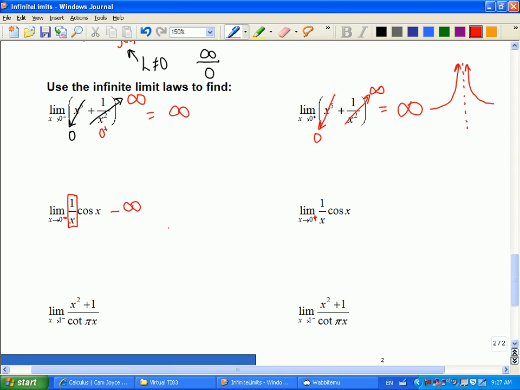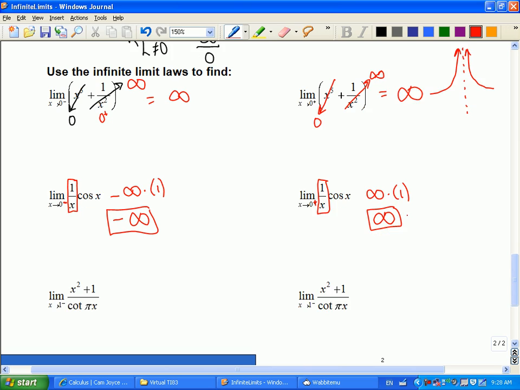Okay, cosine of x, what's the limit as I approach 0 for cosine of x? Yeah, it's 1. So the only thing I could do here is change whether it's positive or negative infinity, which it does not change the sign, so it would just be negative infinity for the answer. Okay, this time, however, 1 over x, what would it become as I approach from the right-hand side? It's positive infinity this time. So the limit would be positive infinity.